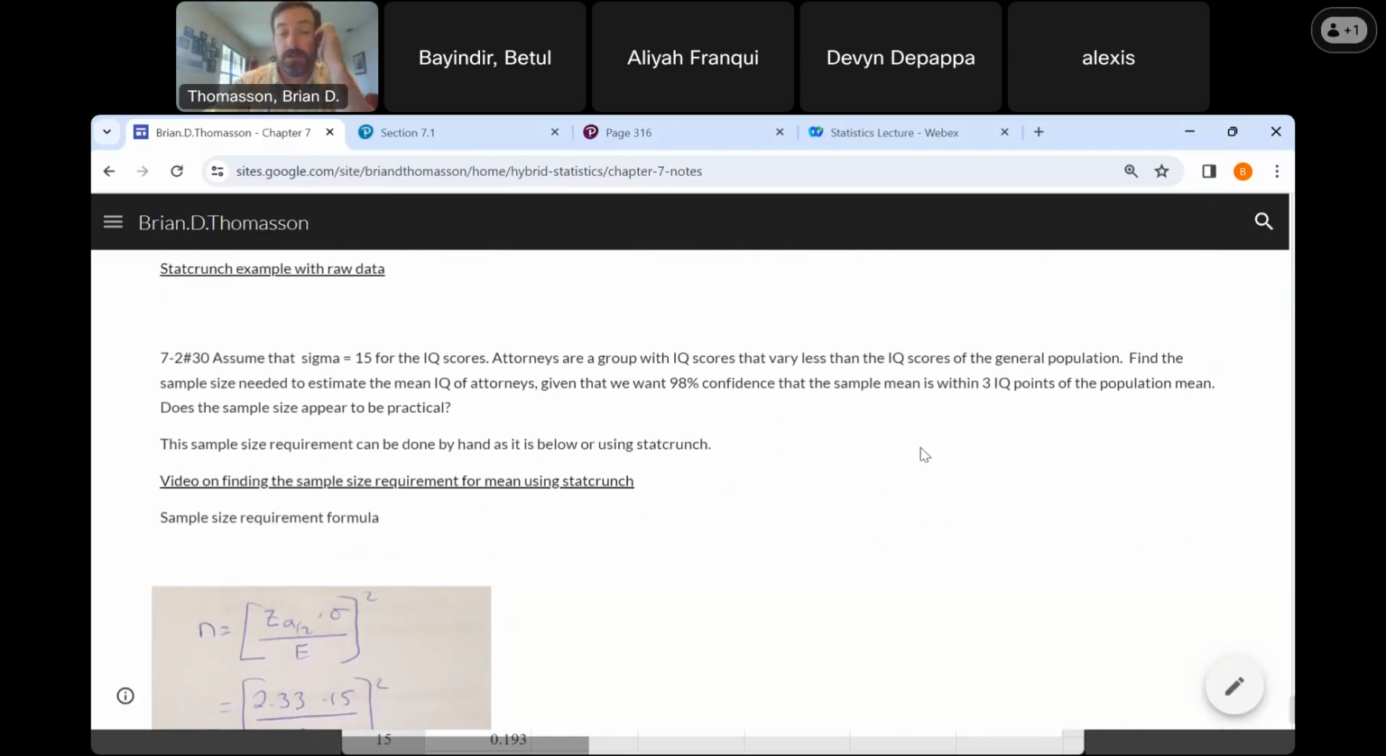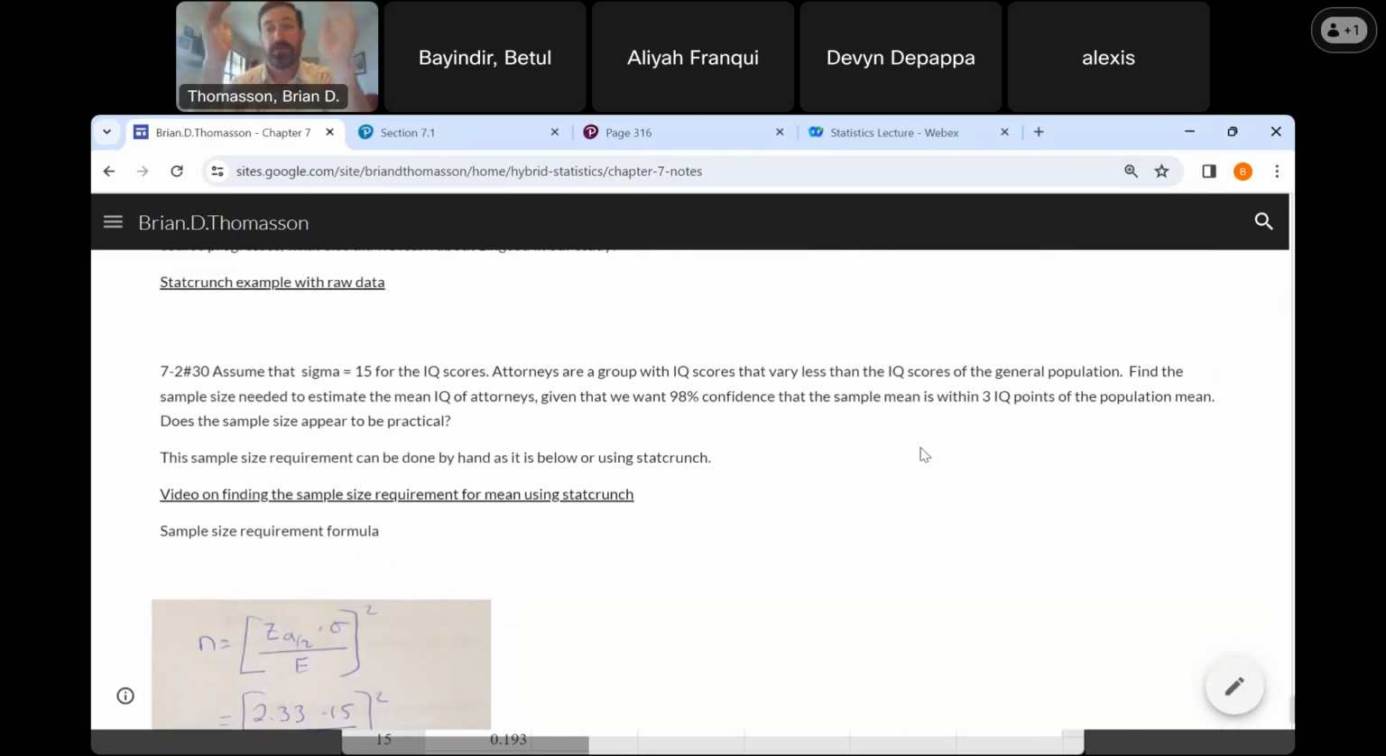So this 30 is basically saying, okay, if we wanted to find a more precise methylmercury level on Lingcod, how many do we have to sample to be tighter? Okay, they're not using the methylmercury, but same idea. So this 30 says, assume that sigma is equal to 15 for the IQ scores. Attorneys are grouped with IQ scores that vary less than the IQ scores for the general population. Find the sample size needed to estimate the mean IQ of attorneys, given that we want to be 98% confident that the sample mean is within 3 IQ points of the population mean.